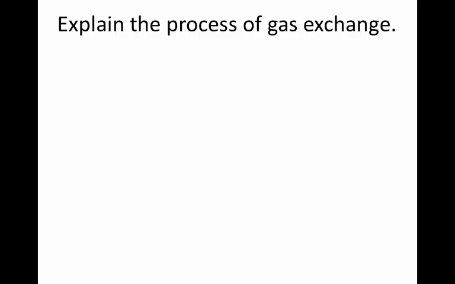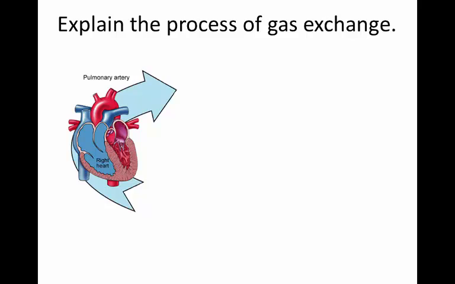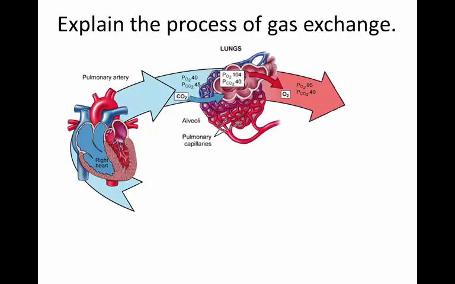Let's move on then to the process of gas exchange. We've talked about the cardiovascular system and how the right side of the heart receives deoxygenated blood from the body, and then it pumps it out via the pulmonary artery to the lungs. This image gets a little bit busy here, but the key to gas exchange is that gases will want to move, as they did from the atmospheric pressure into the lungs or out of the lungs, based on differences in pressure. Gases will move from high pressure to low pressure.